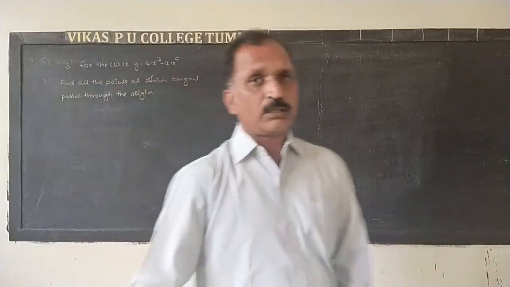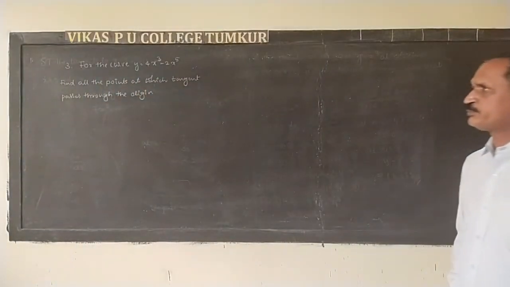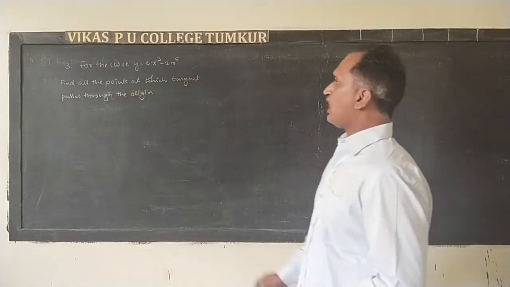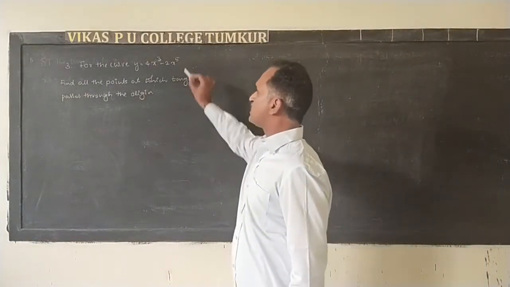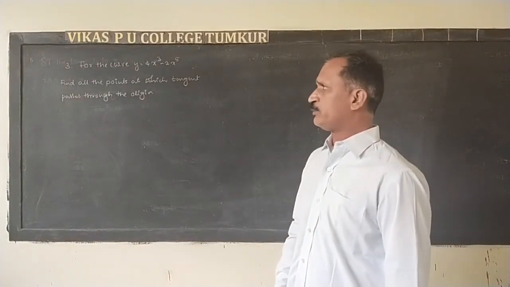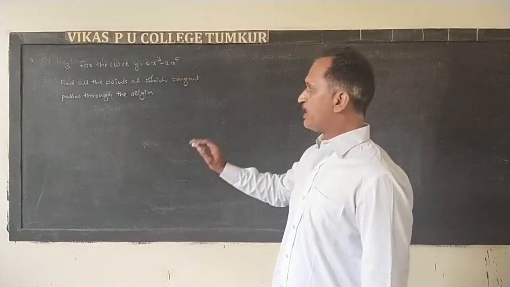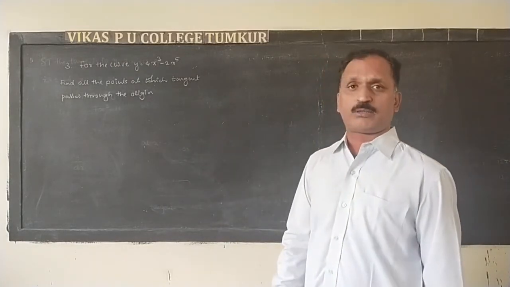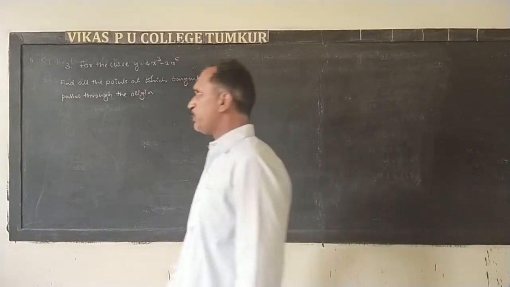Okay, right. Let me look at one more problem. I will read the problem. Problem one: for the curve y is equal to 4x cube minus 2x to the power of 5, I should find all the points at which the tangent passes through the origin. Got it? Now, let me find the equation.